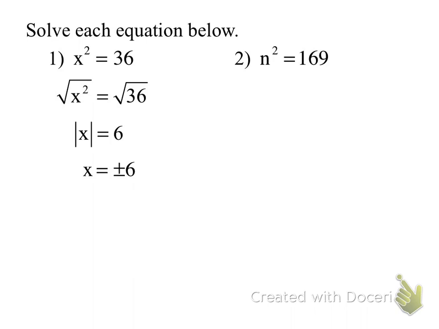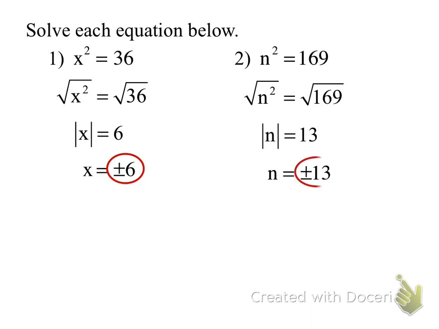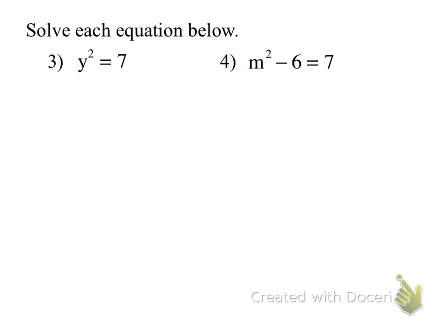Okay, what do I do first? How about Maddie? You do the rad of n squared equals the rad of 169. Good. We root both sides. So rad n squared equals rad 169. Okay, what would I do next? Then you say the absolute value of n equals 13. Good. And then? And then you do n equals positive or negative 13. Good. Okay, questions? I want to see all those steps.